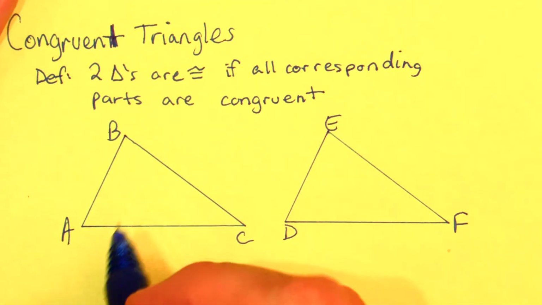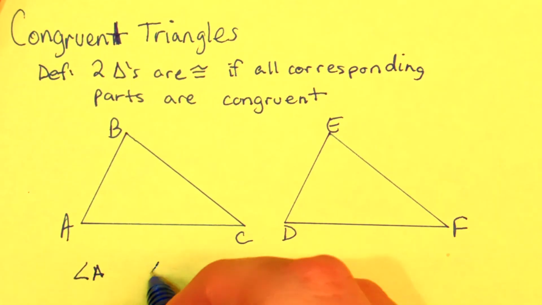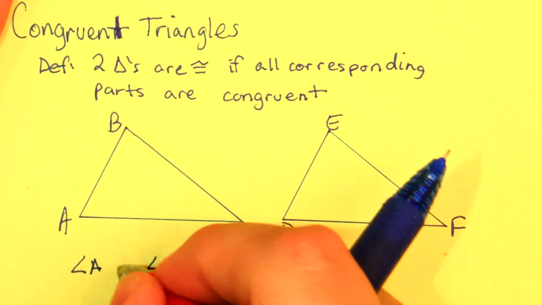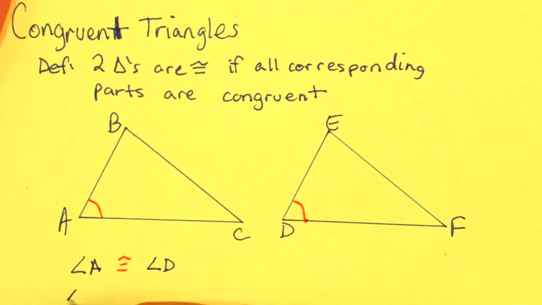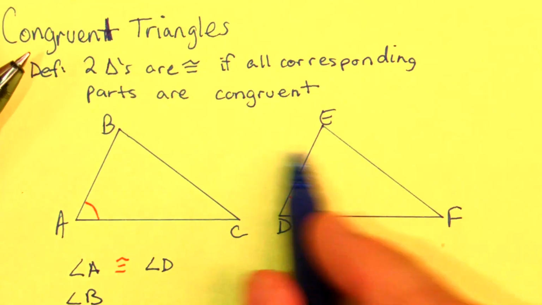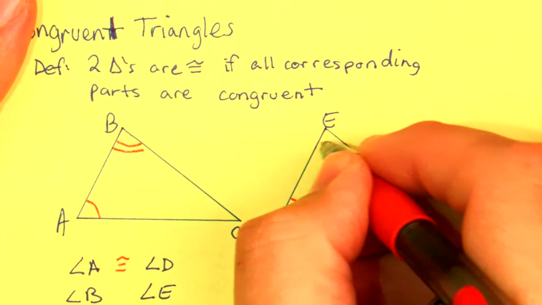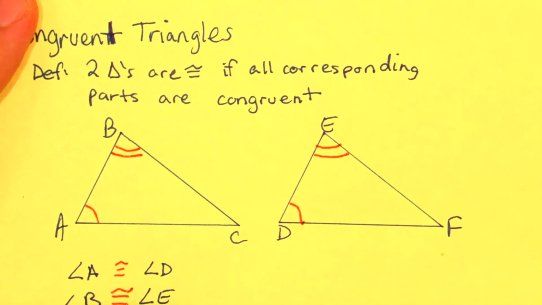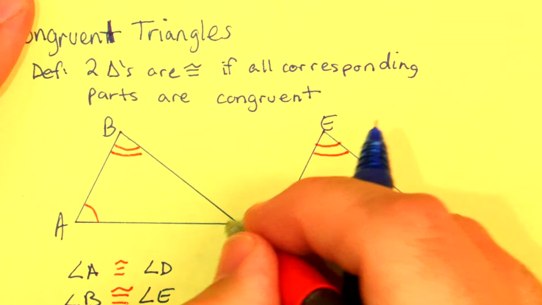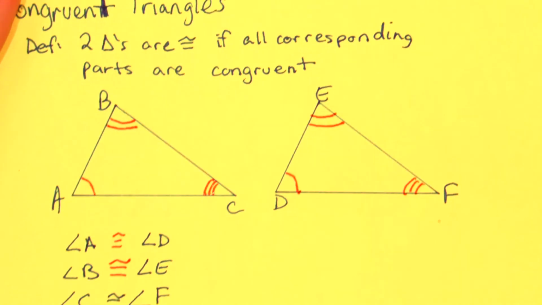So, first off, angle A is going to correspond to angle D. These two need to be congruent to each other. So we can put one congruency mark there. Angle B needs to be congruent to angle E. They're in the same spot. So angle B is congruent to angle E. They need to be congruent. And angle C needs to be congruent to angle F. So we'll put 3 here because we don't know if the angles are congruent to each other.